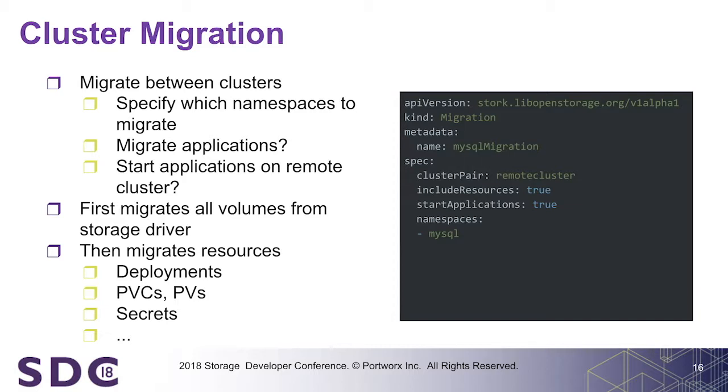You can actually set this to false, and if you set it to false, all it's going to do is tell the storage subsystem just to move the volumes. It's not going to move any Kubernetes resources. So you're not going to see any applications, PVs or PVCs move to the remote cluster.